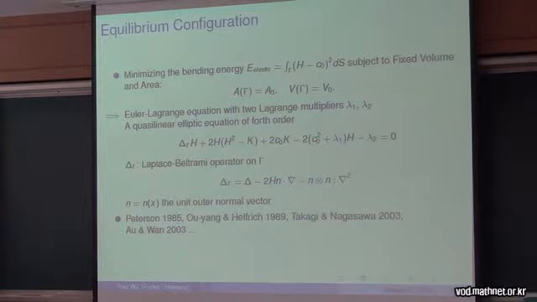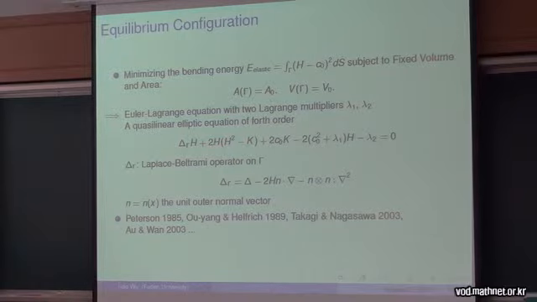So how to find the shape of the membrane? We first consider the equilibrium configuration. In order to find the shape of the membrane, we just minimize the bending elastic energy. Here we take the simplest form. And for the cell, we think that this cell has a fixed volume and a fixed area. So we have two constraints. Then you can write down the Euler-Lagrange equation with respect to these two constraints.